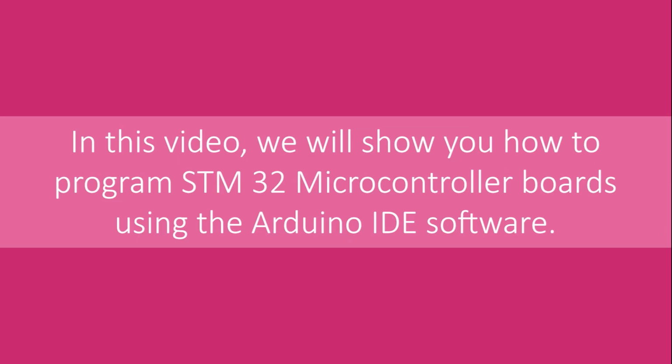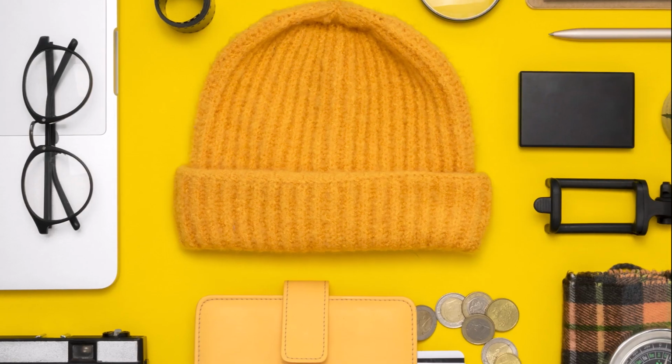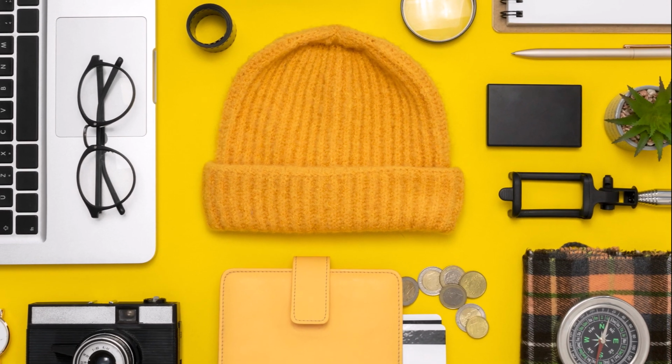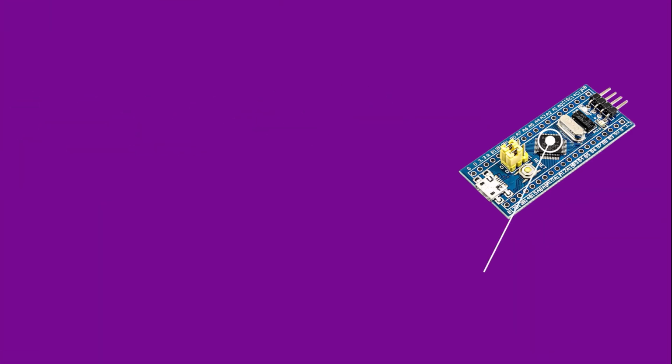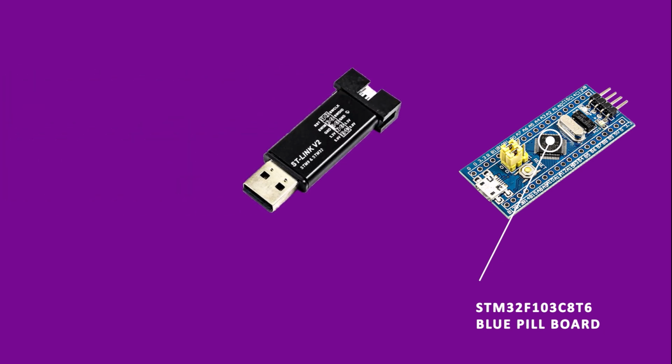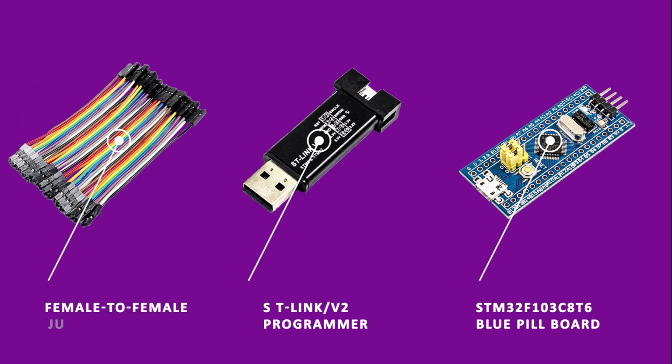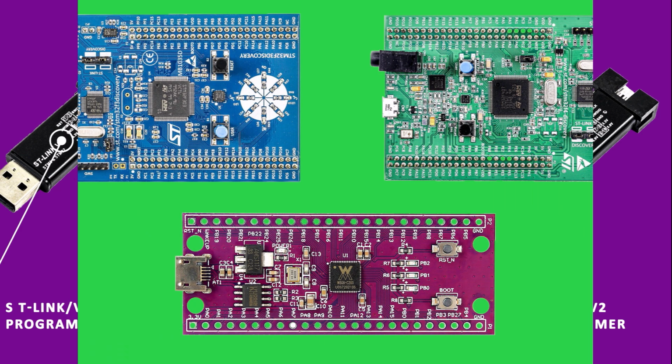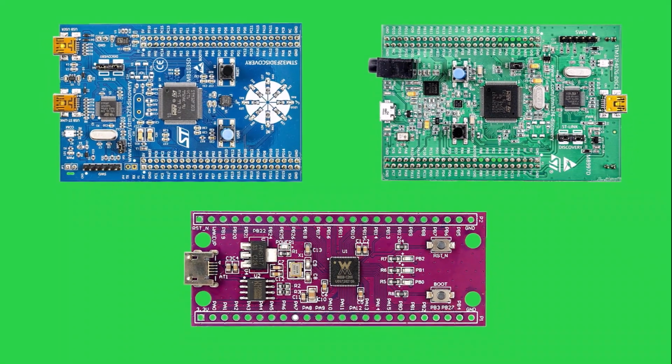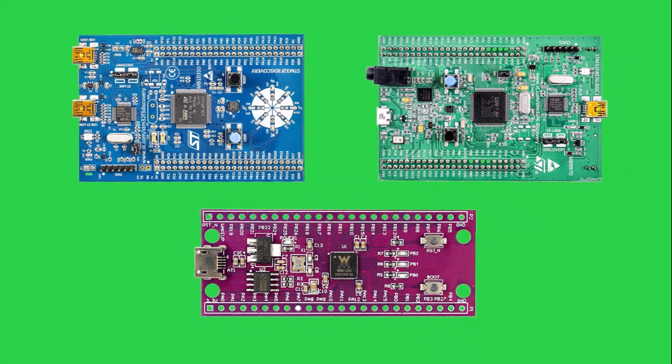In this video, we will show you how to program STM32 microcontroller boards using the Arduino IDE software. Before we begin, make sure you have the necessary components. For this project, you'll need an STM32F103C8T6 blue pill board, an ST-Link V2 programmer, and several female-to-female jumper wires. Of course, you can use any other STM32-based MC boards.